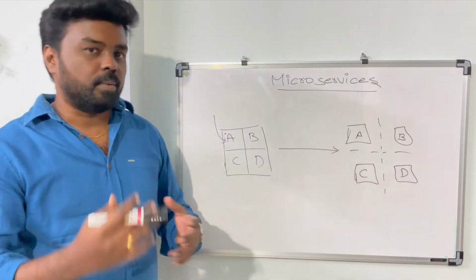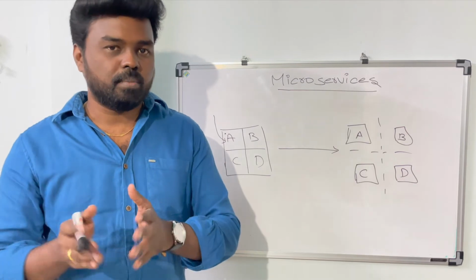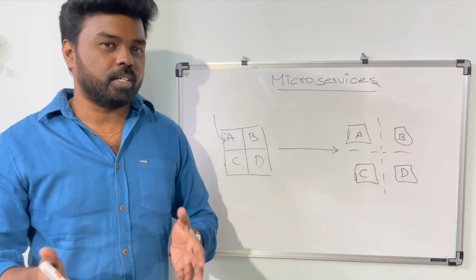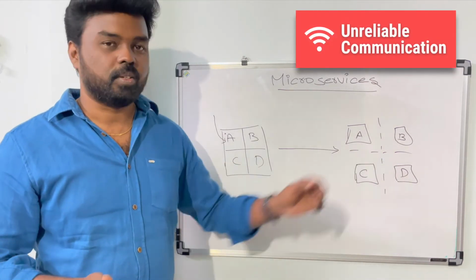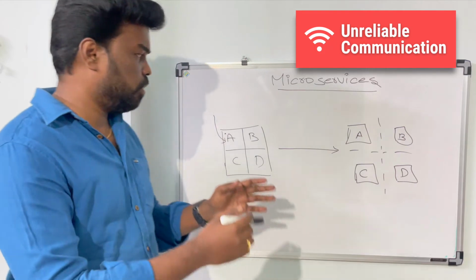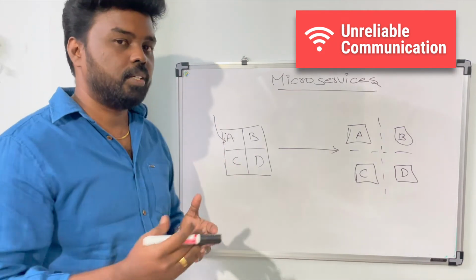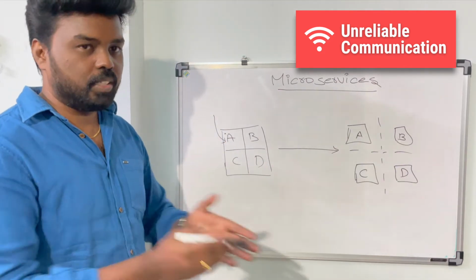So these are some of the advantages of microservices, but microservices also come with some disadvantages. One of the important problems with microservices is communication. The communication is unreliable in microservices. So in a monolithic application, how do the modules communicate with each other? If A wants to talk to B, it is just a function call, right?